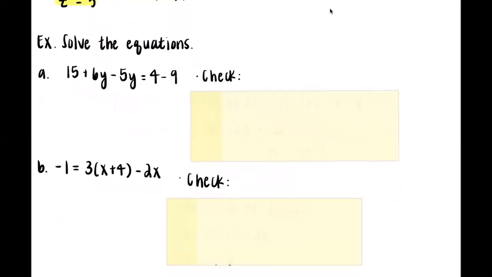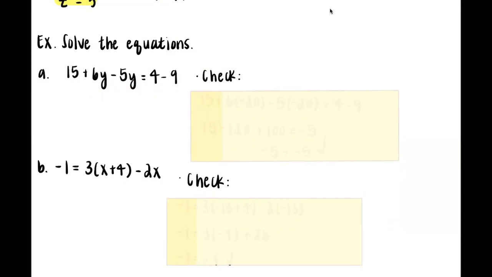Okay, let's keep going. So we have 15 plus 6y minus 5y is equal to 4 minus 9. This is where you want to first combine some like terms. So notice I have a 6y minus 5y. That's a like term that we can go ahead and combine. And then I have 4 minus 9. So sometimes on the individual sides, on the left and the right side, you want to simplify them first, because then as you continue with the equation, you just have less moving pieces.